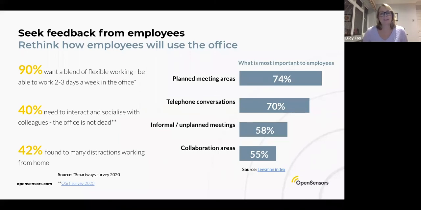Will I be going in for planned meeting areas? Will I be doing telephone conversations from home, or will I be doing those from an office environment? What type of meetings will I be having? Are they informal, unplanned, so that I can catch up with individuals? And collaboration areas. Our collaboration areas are going to become a lot more important, because what type of collaboration is needed for what type of space? Will you need a whiteboard? Will you need to have somewhere you can connect with technology? Will you just be planning to sit down and have a space where you can chat to colleagues and share ideas and brainstorm? So knowing what type of collaboration space is required and where definitely needs monitoring.